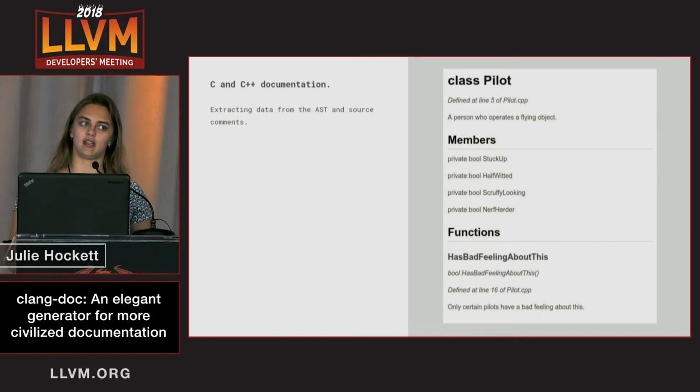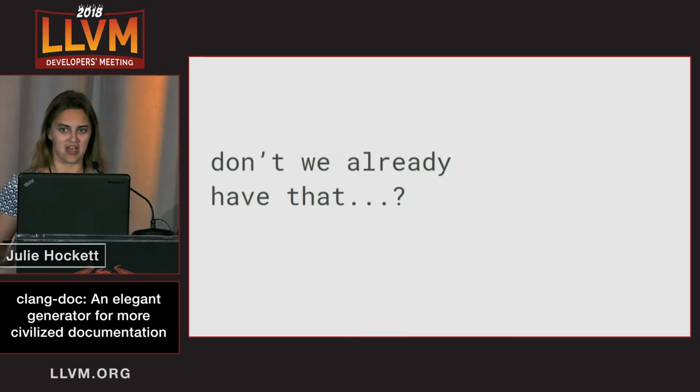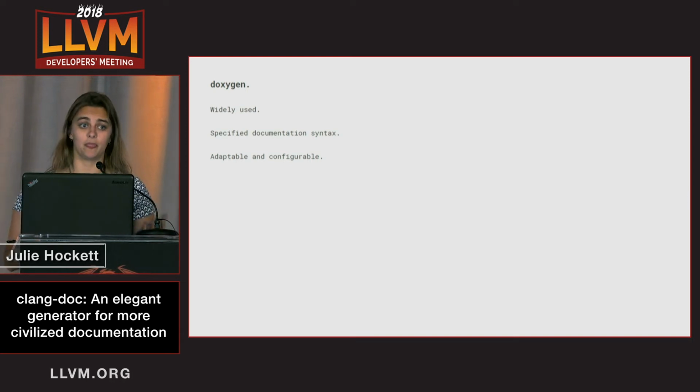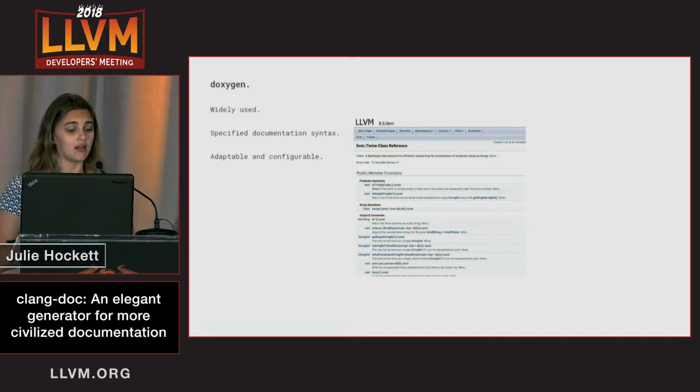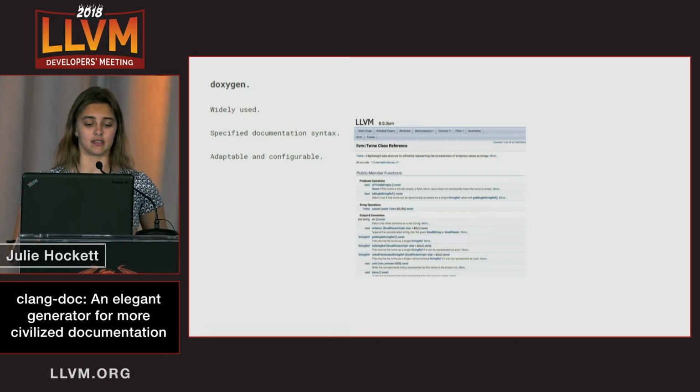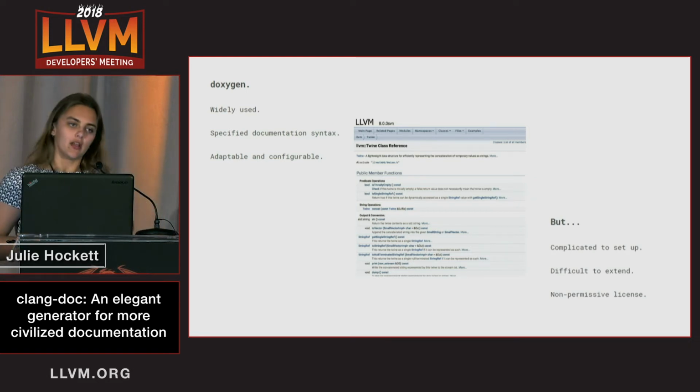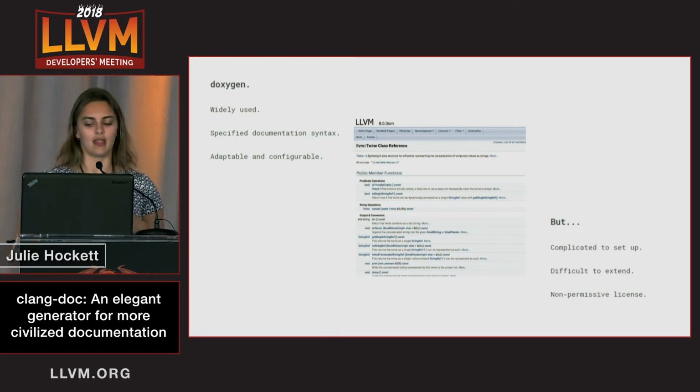Now, you might ask, it is 2018, don't we already have that? And the answer is yes. You may have heard of Doxygen, which is the most widely used C++ API documentation generator out there. We use it in LLVM, so if you've ever looked at the online documentation for that, that's generated by Doxygen. It has a very specific, detailed syntax for your documentation comments, and it's fairly adaptable and configurable within that. But it's fairly complicated to set up, so there's a bit of an overhead there.